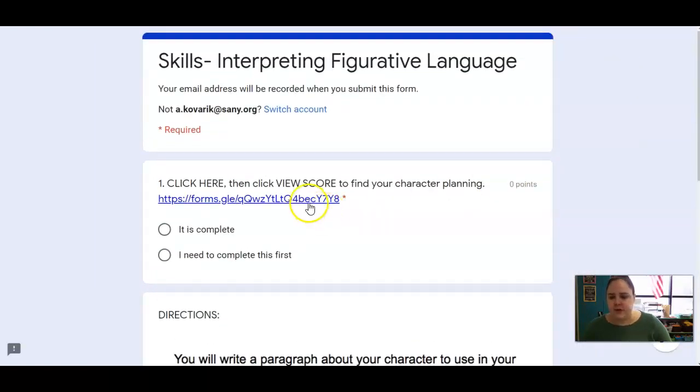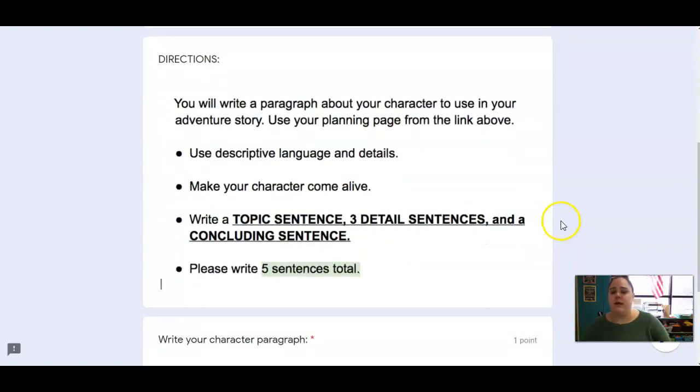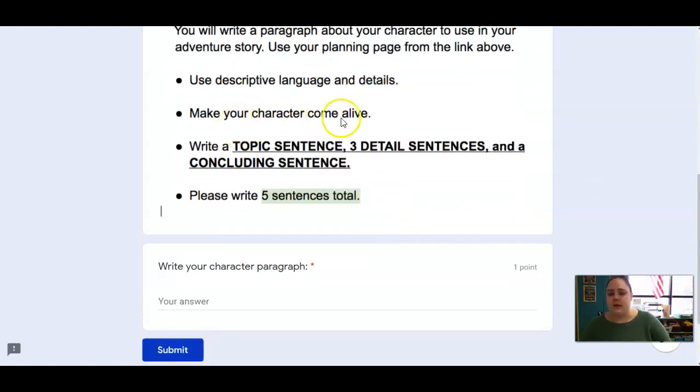All right, the first thing you're going to do is click on this Google form and click View Score to find your planning. If it's complete, then you're good. If it's not, then you need to do that first and then come back to this. You're going to write a paragraph about your character to use in your adventure story. Use your planning page from the link above. Use descriptive language and details. Make your character come alive, and you must have a topic, 3 details, and a conclusion, which is 5 in total. So you're writing your introduction paragraph.